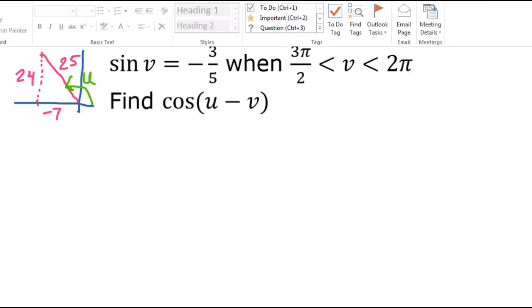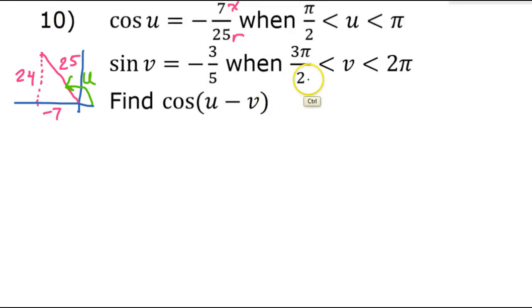So now let's draw a sketch of angle V. Angle V is between 3 pi over 2 and 2 pi. So that puts it in the fourth quadrant. So we'll do our little sketch in the fourth quadrant then.